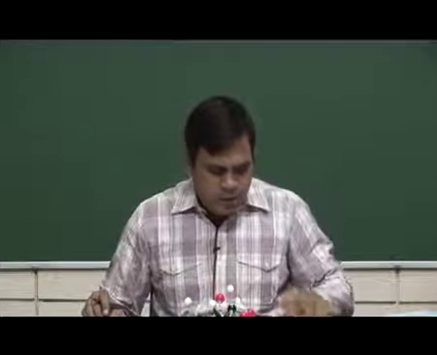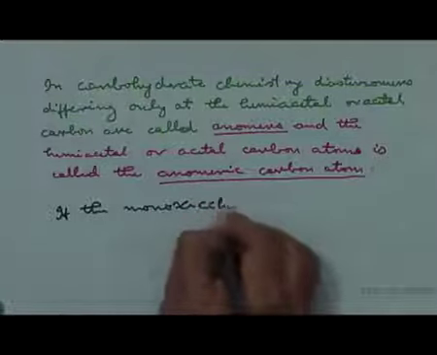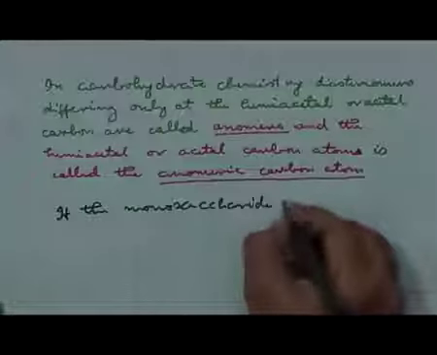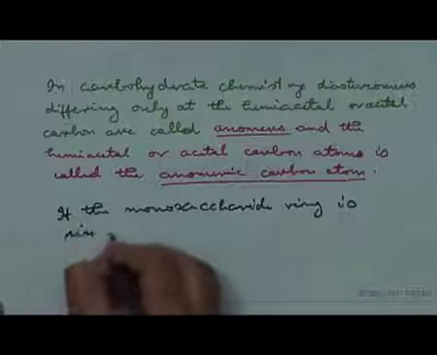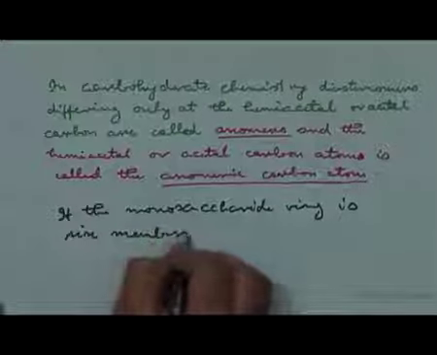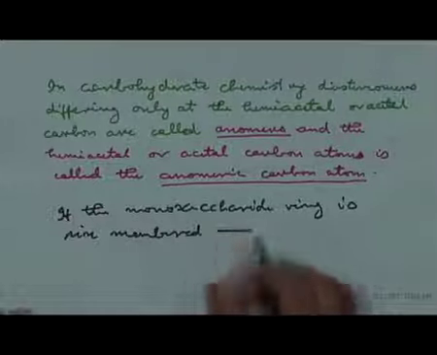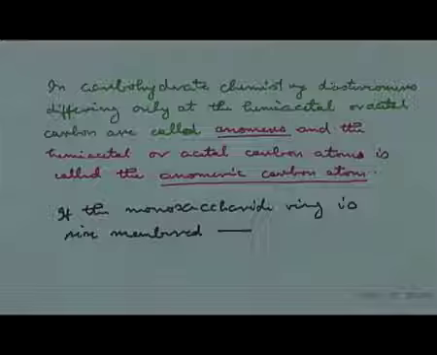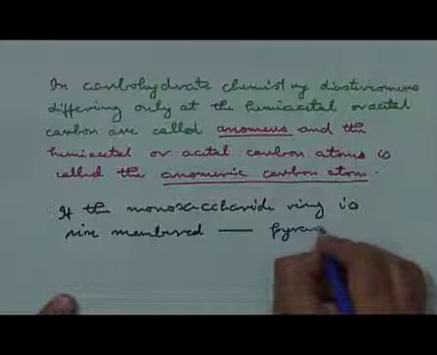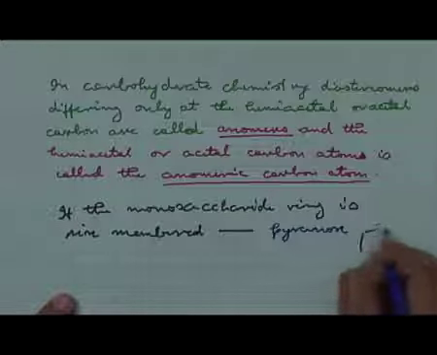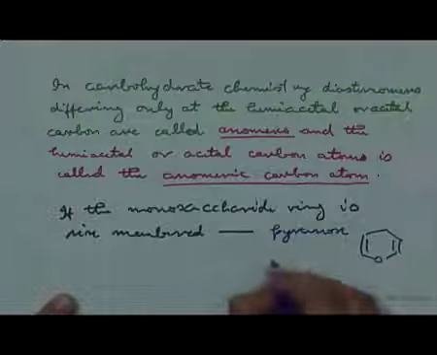So, if the monosaccharide ring is 6-membered after the cyclic acetal formation, then it is known as pyranose. Here I will draw the structure of pyran.